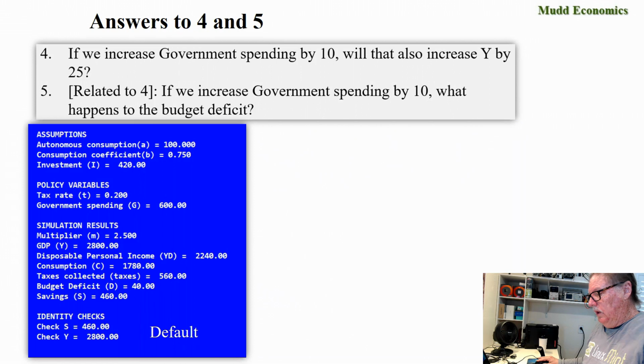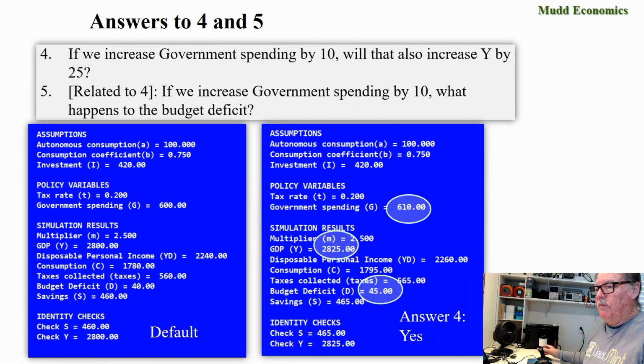And then we run the override, and we start by saying, look, here's government spending at 600. We increase that to 610 as predicted. The multiplier is still going to be the same here. This does have the same effect upon GDP. We went from 2,800 to 2,825 as predicted. It also has the same effect upon consumption. That explains the other increase by 15.